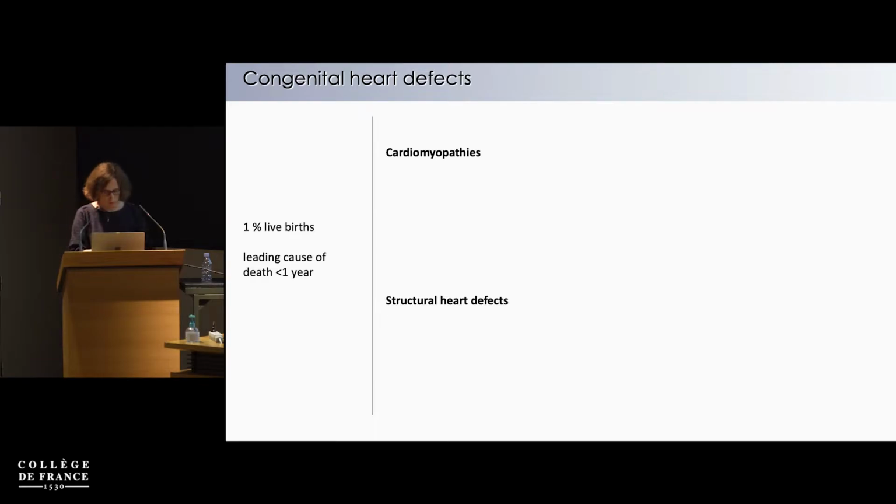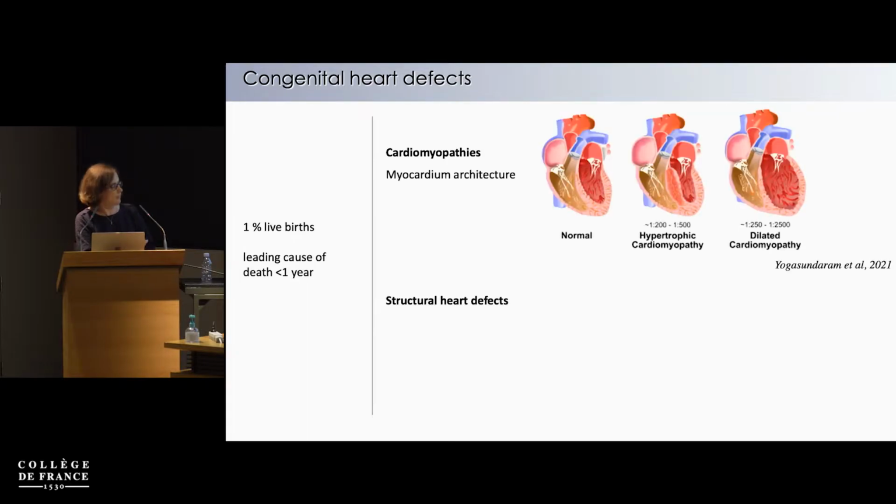Congenital heart defects are the most frequent congenital defects at birth. They affect about 1% of live births, and they are a leading cause of death in utero and before the first year of life. We can classify congenital heart defects into two categories. The cardiomyopathies, which are the diseases of the myocardium architecture, for example, hypertrophic cardiomyopathy and dilated cardiomyopathies.